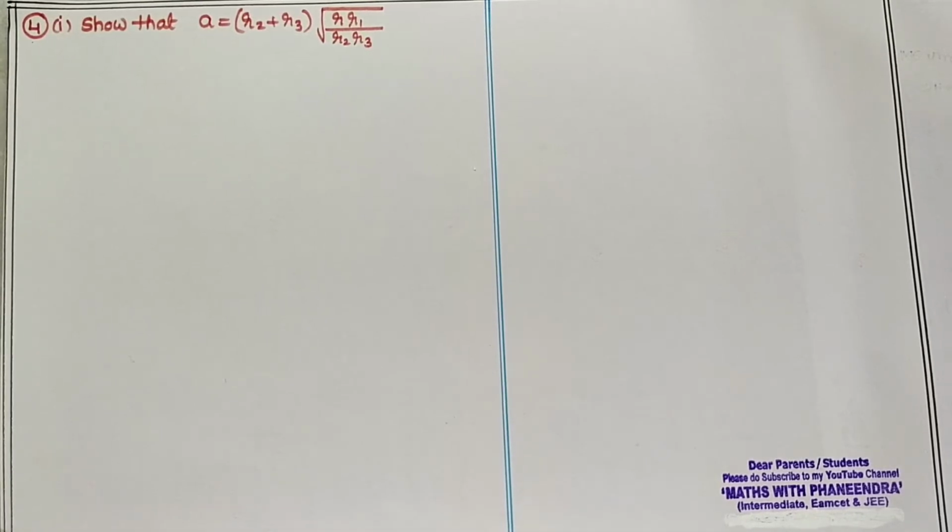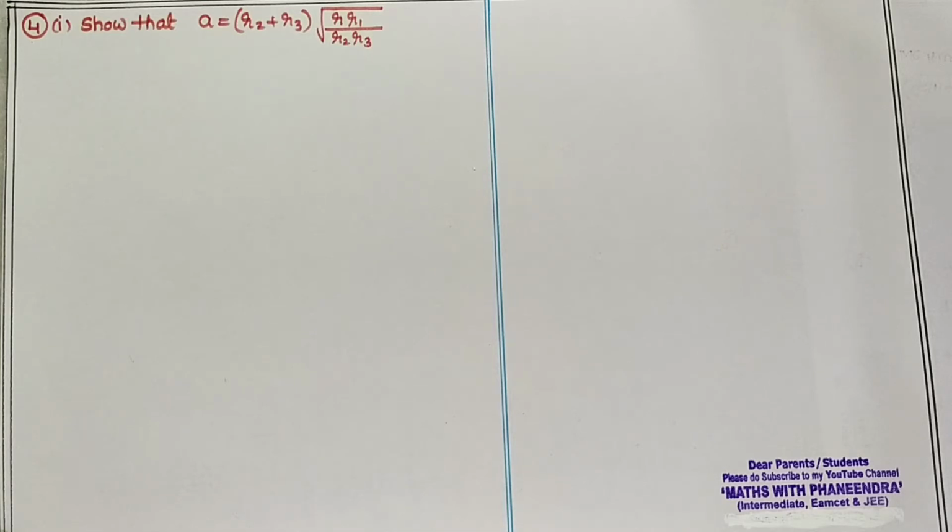The next question, number 4, in that Roman letter 1: in triangle ABC, show that small a equals r2 plus r3 into square root of r into r1 divided by r2 into r3. We know the values of r. Small r is delta by s. r1 is delta by s minus a. r2 is delta by s minus b. r3 is delta by s minus c. So these values we know.